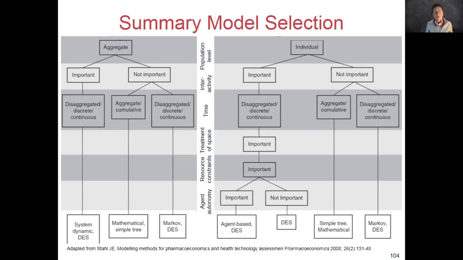Well, I can say a little bit about my experience. I've really focused on microsimulation, cohort, state transition, and decision trees. And then with probabilistic sensitivity analysis and value of information analysis. I've dabbled in discrete event simulation.